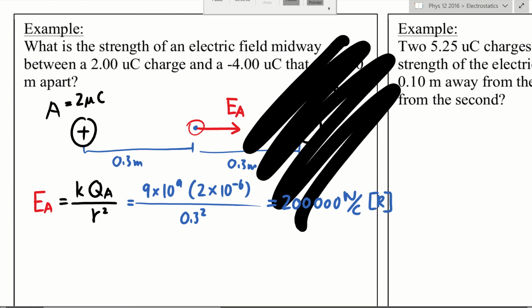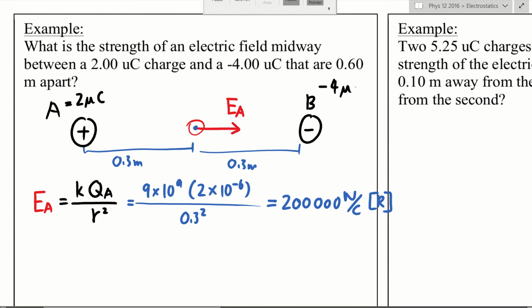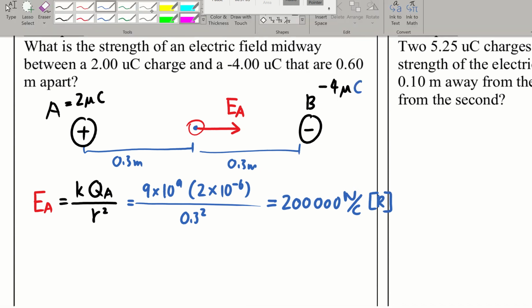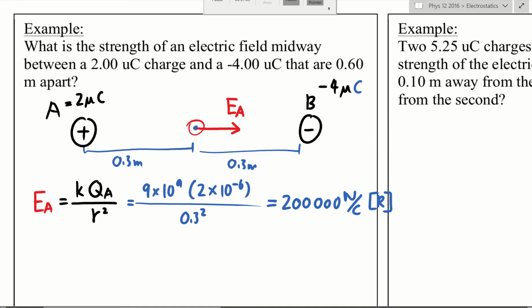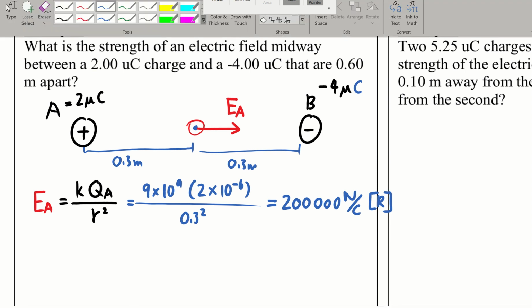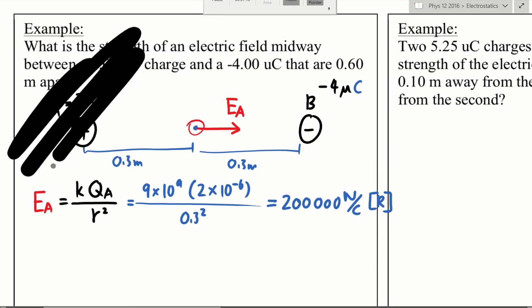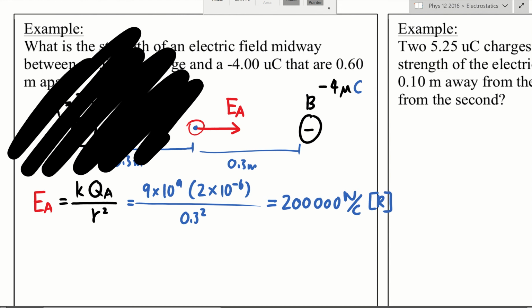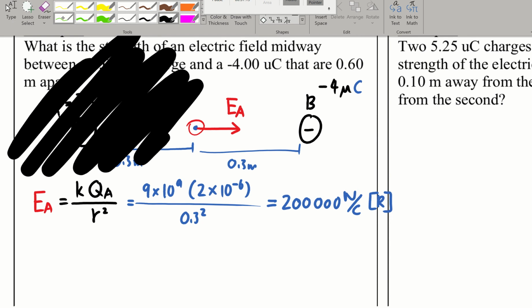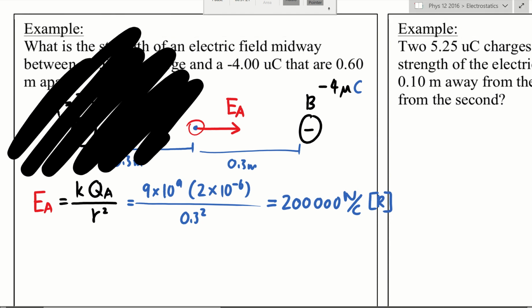Part 2. Ignore charge A. Imagine that charge A doesn't exist, and it's just all an illusion, right? So charge A doesn't exist. Now only look at charge B. From charge B, which is a negative charge, what does the electric field on a negative charge look like? It goes into the negative charge, right? So it goes into the negative charge.